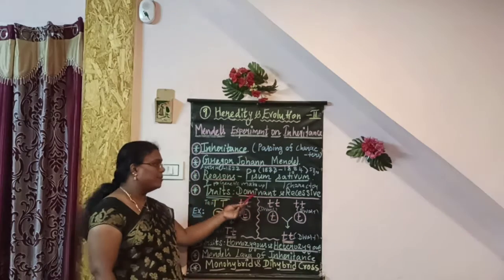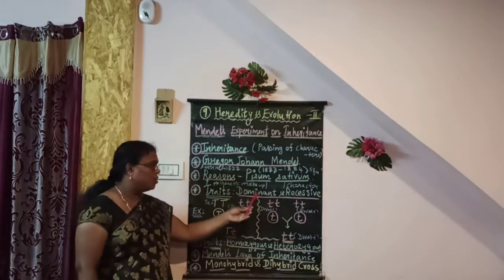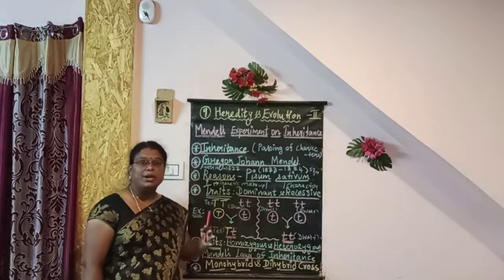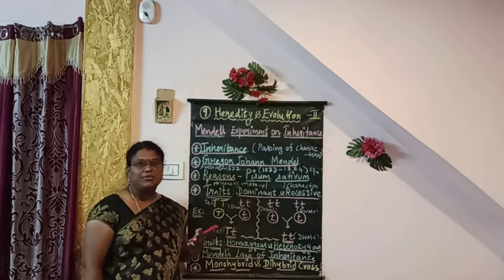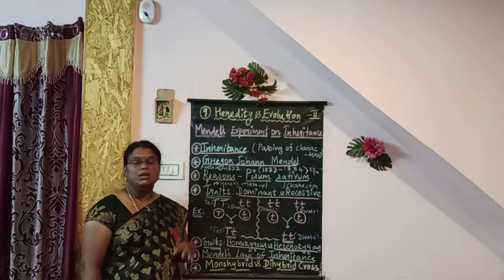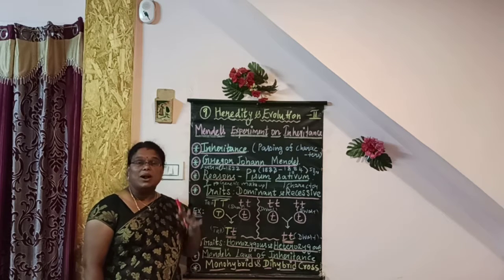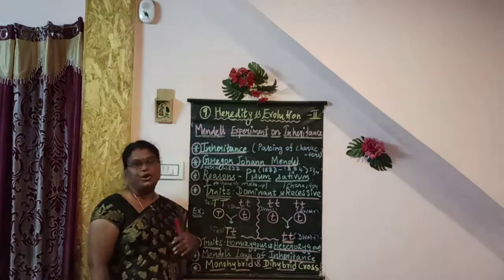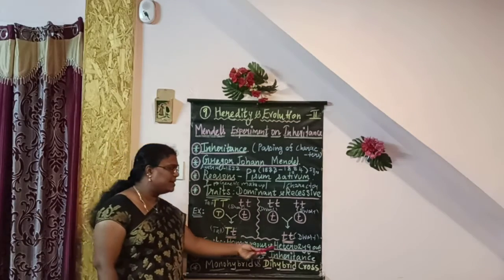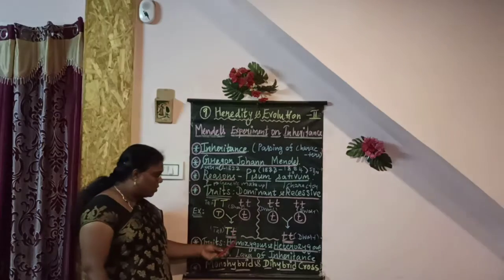So this is about dominant and recessive genes. A dominant gene is a gene which has the ability to express itself in the first generation, and a recessive gene is the gene which will express only in the absence of the dominant gene. Next one is homozygous and heterozygous traits.